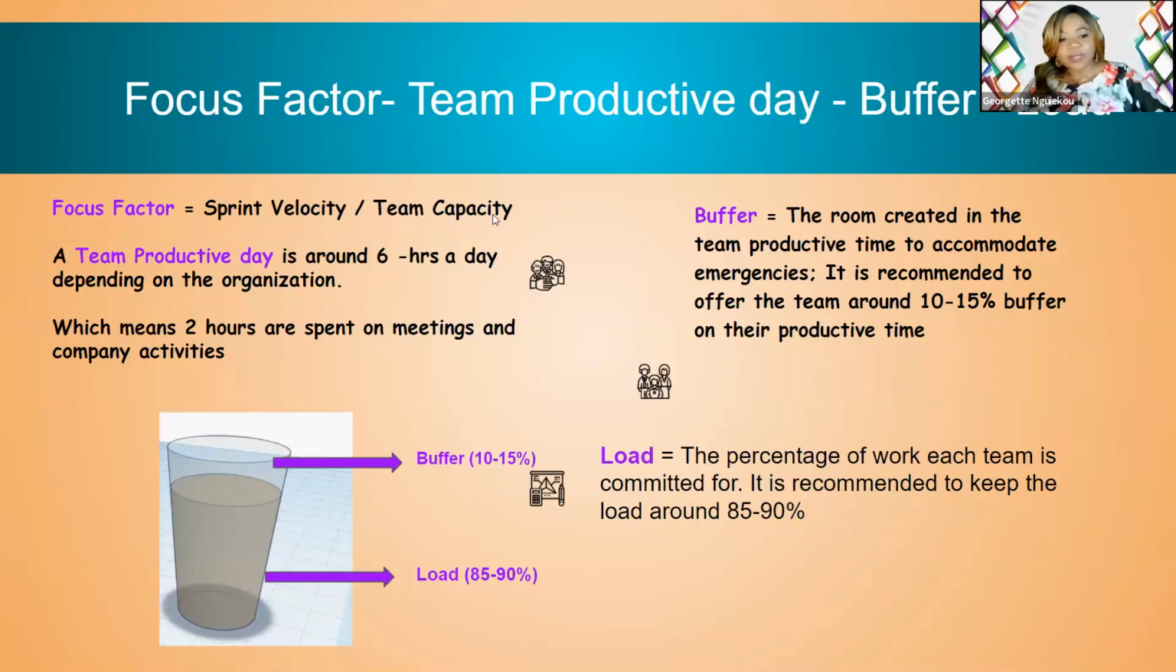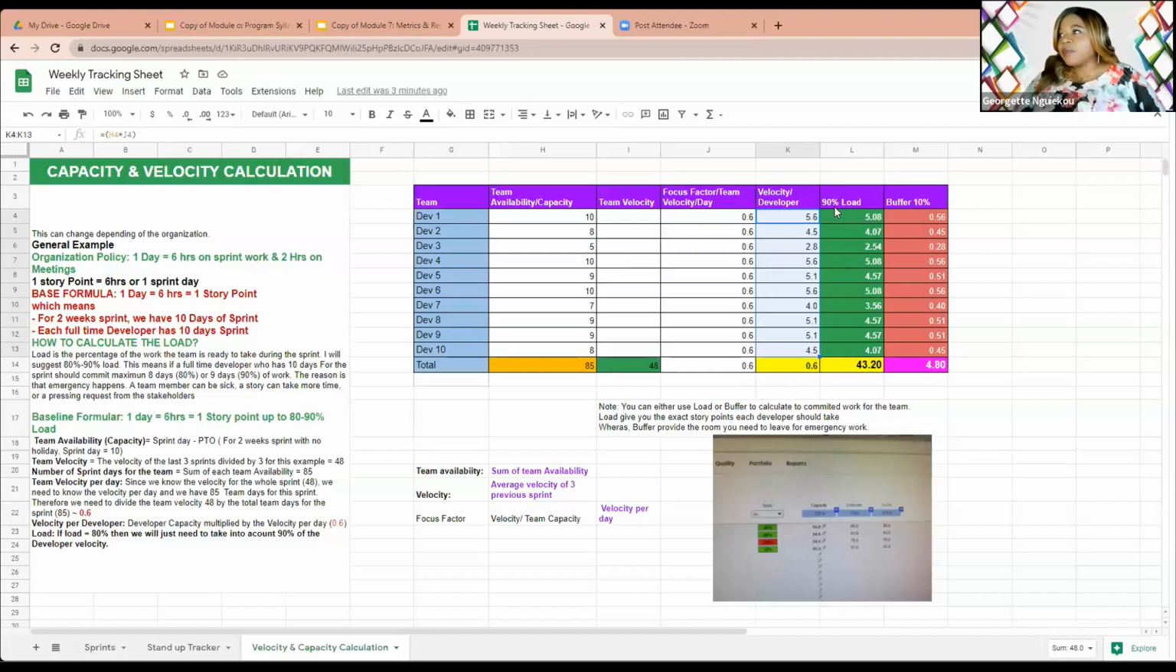So if we go back now to our calculation here, we decided to give up to 90% load to the team. That means we could key in our calculation. We just want 90% of 5.6. So technically, we will just give 5. Usually you don't like decimal numbers. So this guy will have about 5 story points.